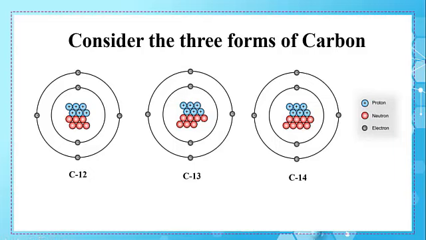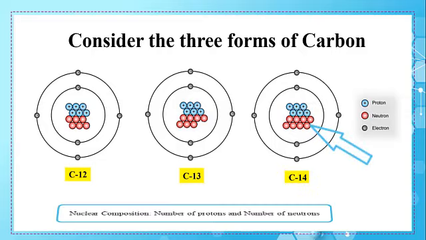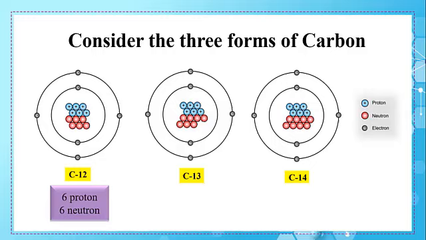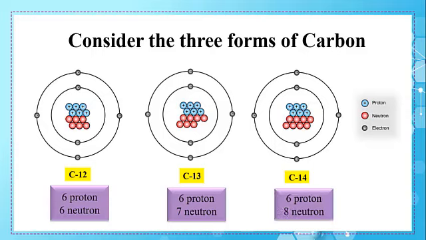In nature, carbon exists in three different forms: carbon of mass number 12, carbon of mass number 13, and carbon of mass number 14. Can you determine the nuclear composition of each carbon atom? Let's start with carbon of mass number 12. It has 6 protons and 6 neutrons, while carbon of mass number 13 has 6 protons and 7 neutrons. On the other hand, carbon of mass number 14 has 6 protons and 8 neutrons.